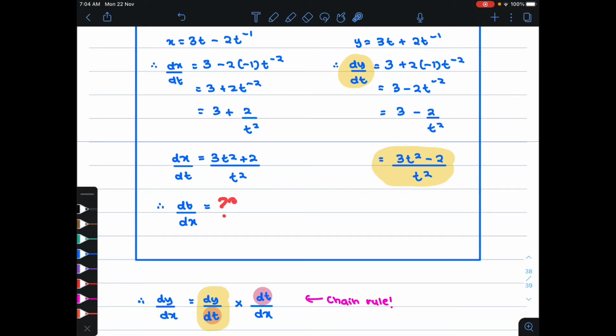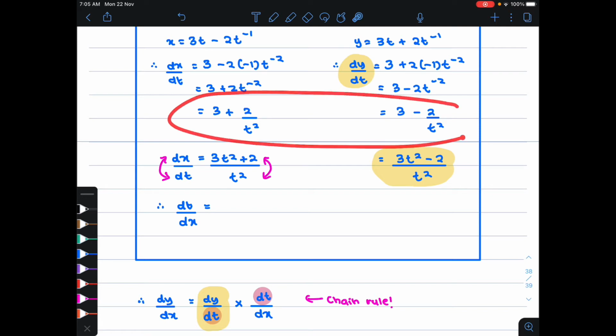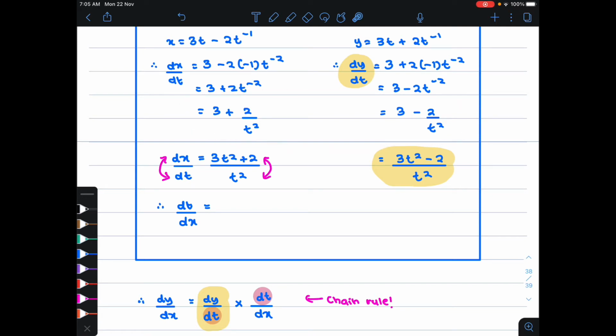So what is dt/dx? Since we have dx/dt, to find dt/dx, you're just going to swap the numerator with the denominator. That is why just now I said that you need to write your answers as a single fraction, so that it is easier for you to swap the numerator and denominator. And hence, dt/dx is t squared over 3t squared plus 2. And we're going to substitute this into dt/dx.